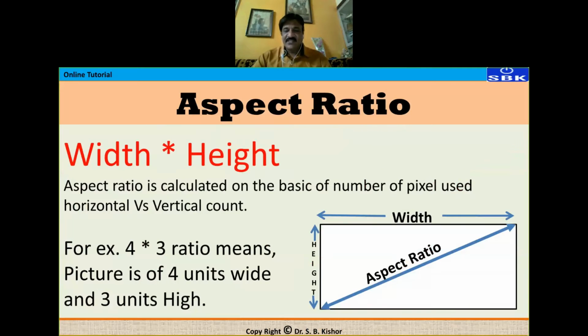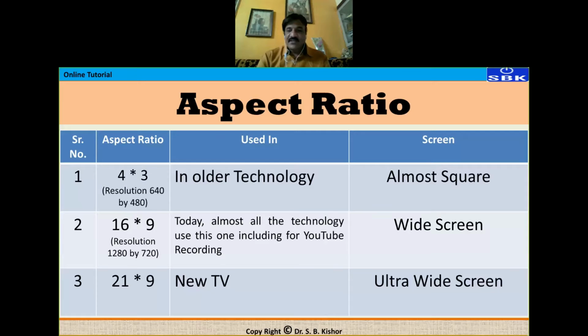So first of all, we will discuss what is aspect ratio. Aspect ratio is calculated on the basis of what? The number of pixels used, horizontal versus vertical count. It means when I am talking about a 4:3 ratio, it means what? A 4 unit wide and 3 unit height. Now there are various forms of the aspect ratio. When we are talking about the 4:3 aspect ratio, it has been used in older technology and it looks like an almost square.